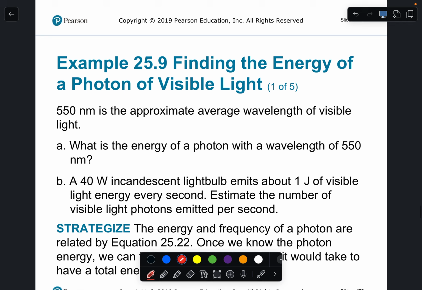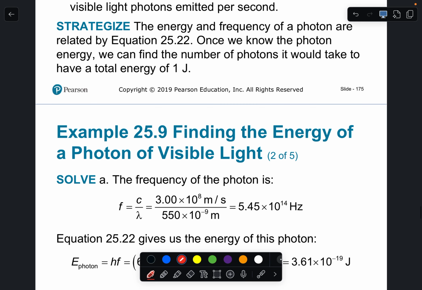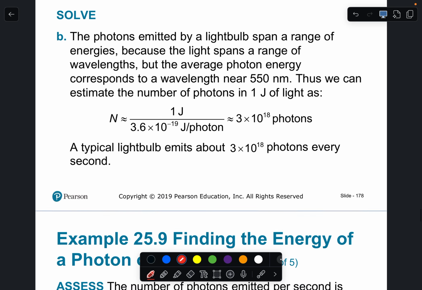Good, we're doing good. So let's skip this one since we have all the solutions here. Okay, it's a very basic application.